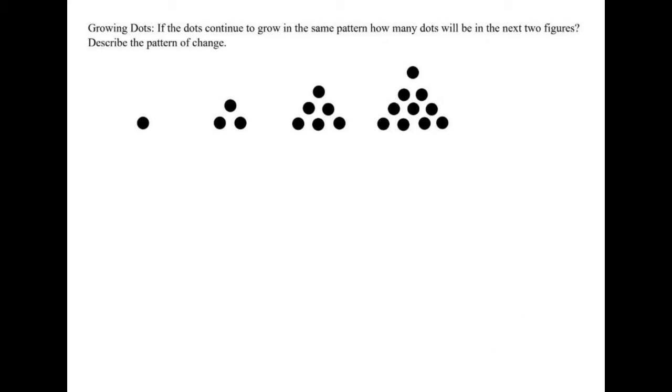Okay, here is another example, and it is called growing dots. Okay, technically the dots aren't growing bigger, just the number of them is getting bigger. So if the dots continue to grow in the same pattern, how many dots will be in the next 2 figures? Okay, so that's what we need to figure out first. And then we need to describe the pattern of change. Okay, so first of all, let's figure out what the new figures are going to be. We need to figure out what they're doing, right?